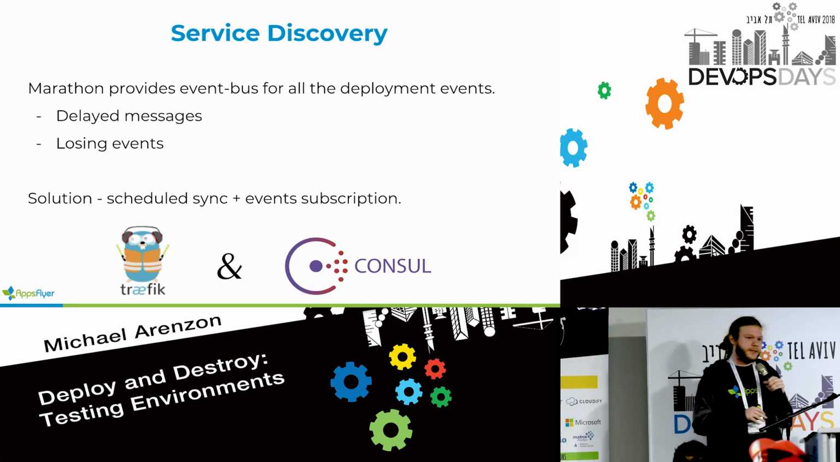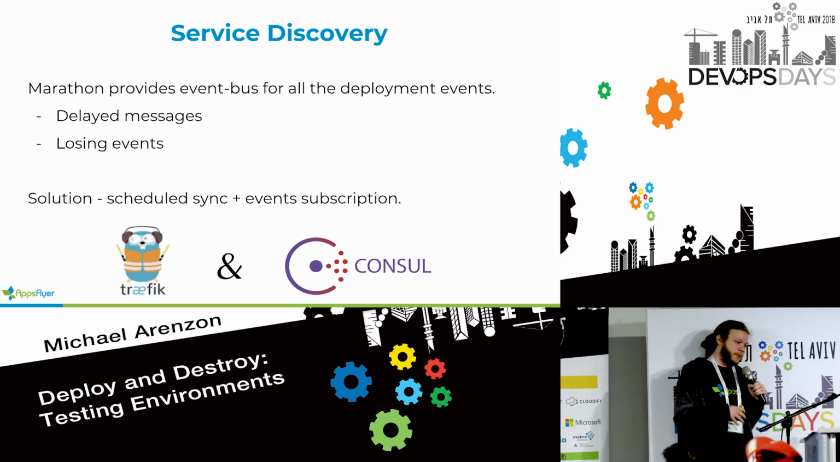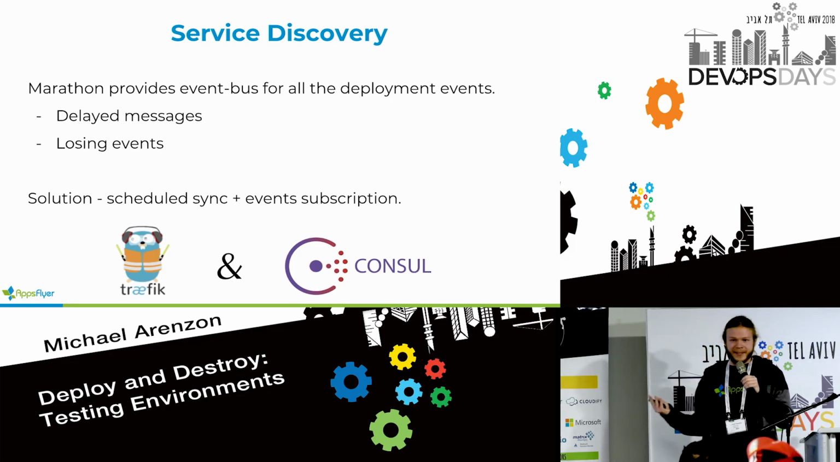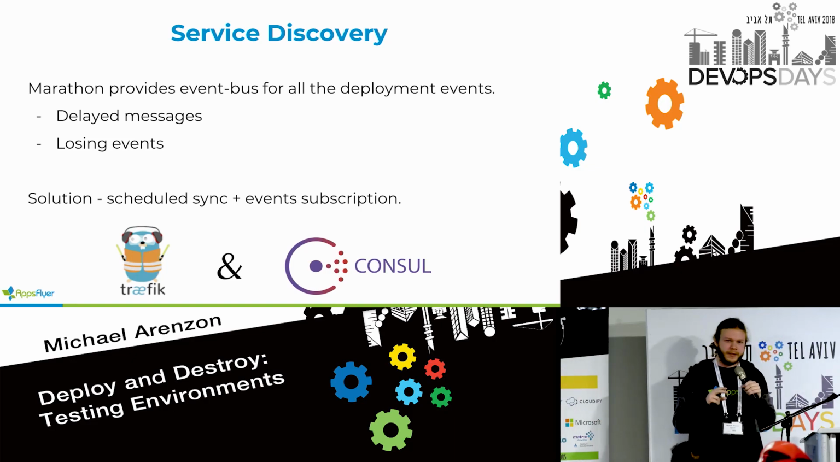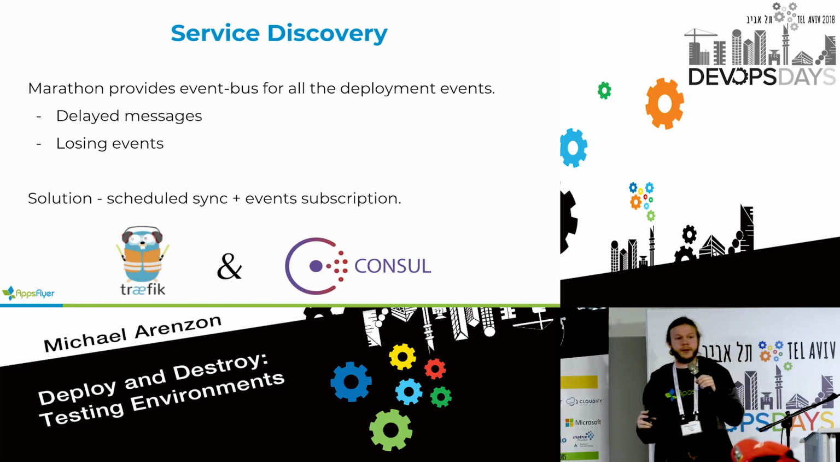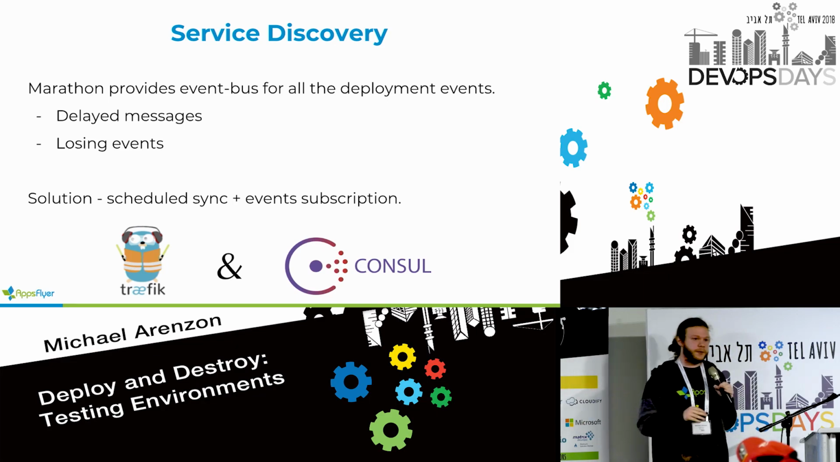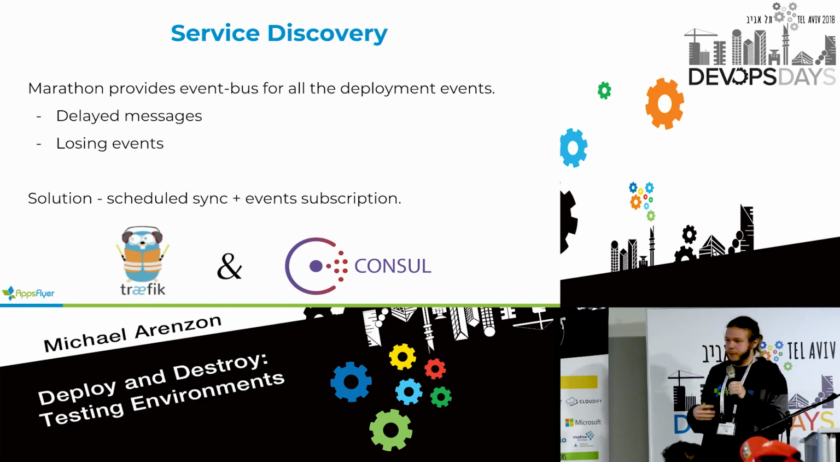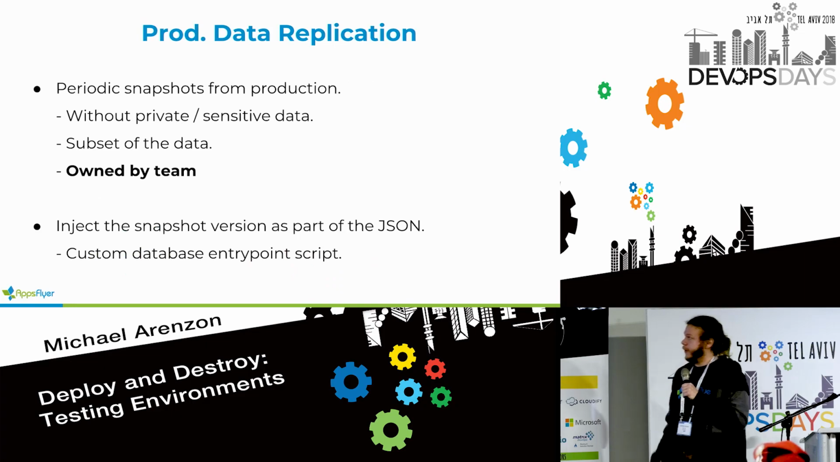We found out that sometimes we have delayed messages and even losing messages. So we overcame that issue with another tool that syncs Marathon to your environment. As I mentioned, inside every environment we have the proxy that helps in the discovery and the communication inside the environment. And we have this tool that helps to sync periodically against Marathon. That's the way we avoid inconsistencies inside the environment.